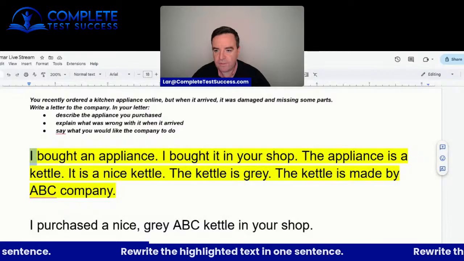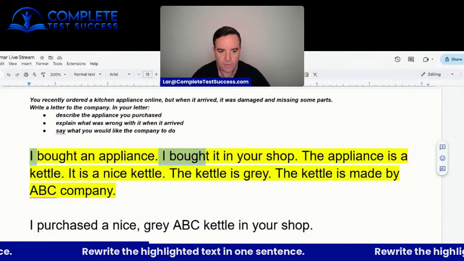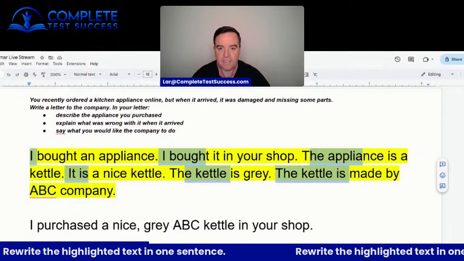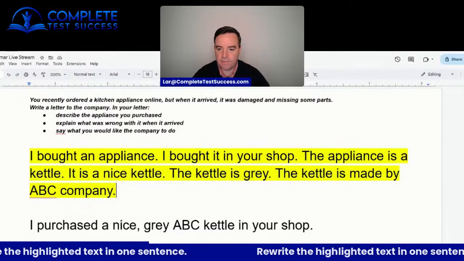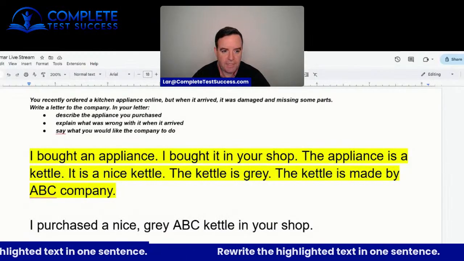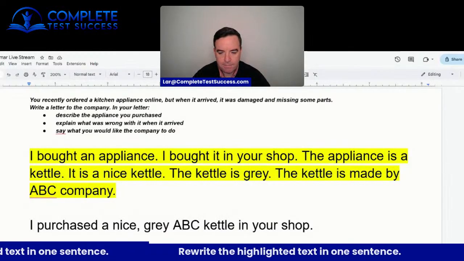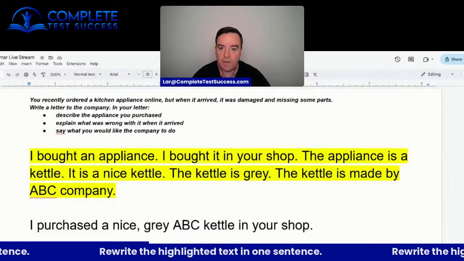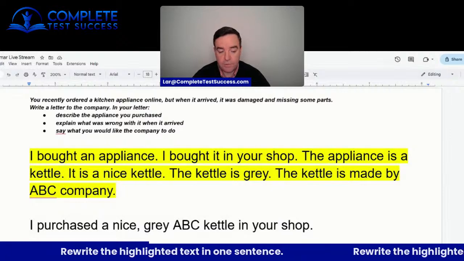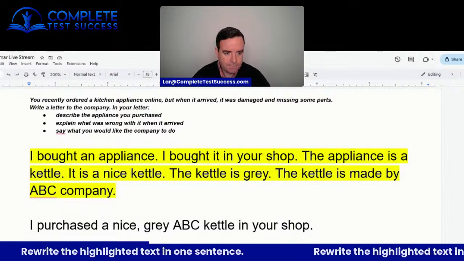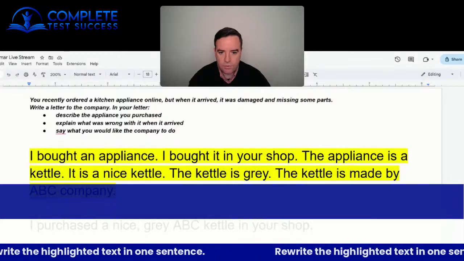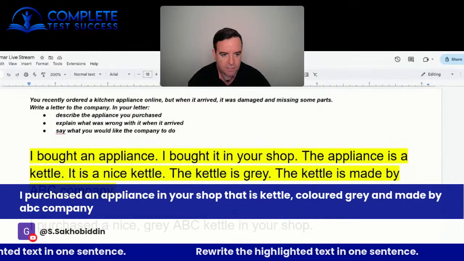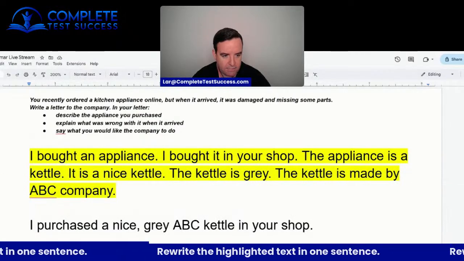Like for coherence and cohesion, saying I bought, the appliance is, it is, the kettle is, like that's really bad for your coherence and cohesion as well, where you're just repeating the same things over and over again. That's bad for your coherence and cohesion score. So it's not just problematic with the grammar, but the coherence and cohesion score would be low as well. Okay, so you can see all of that there. You can see the issues. If you have any questions about my feedback, please feel free to let me know.